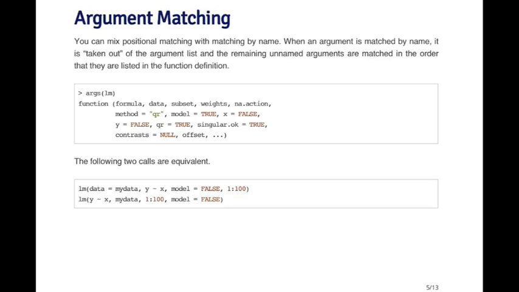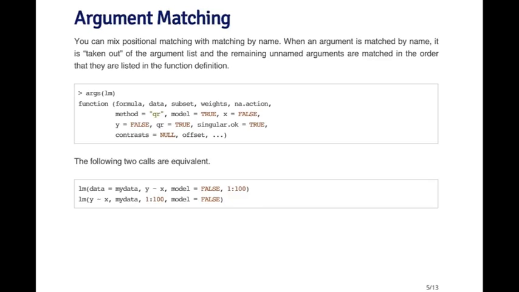I could have specified the data first, and then the formula, and then the model, and then the subset argument. Or I could specify the formula first, the data second, the subset, and then say model is equal to false. Now, the reason why the first one is okay is because I match the data argument by name. You can imagine that that's kind of taken out of the argument list now. Then y tilde x isn't specified by name, so it's given to the first argument that hasn't already been matched, and in this case that's the formula.